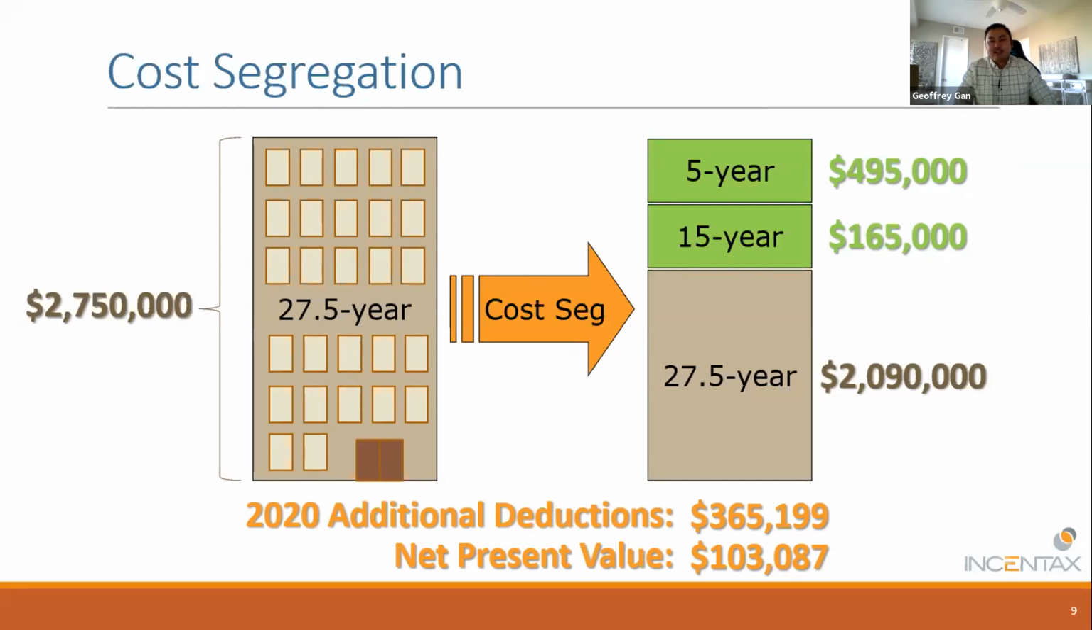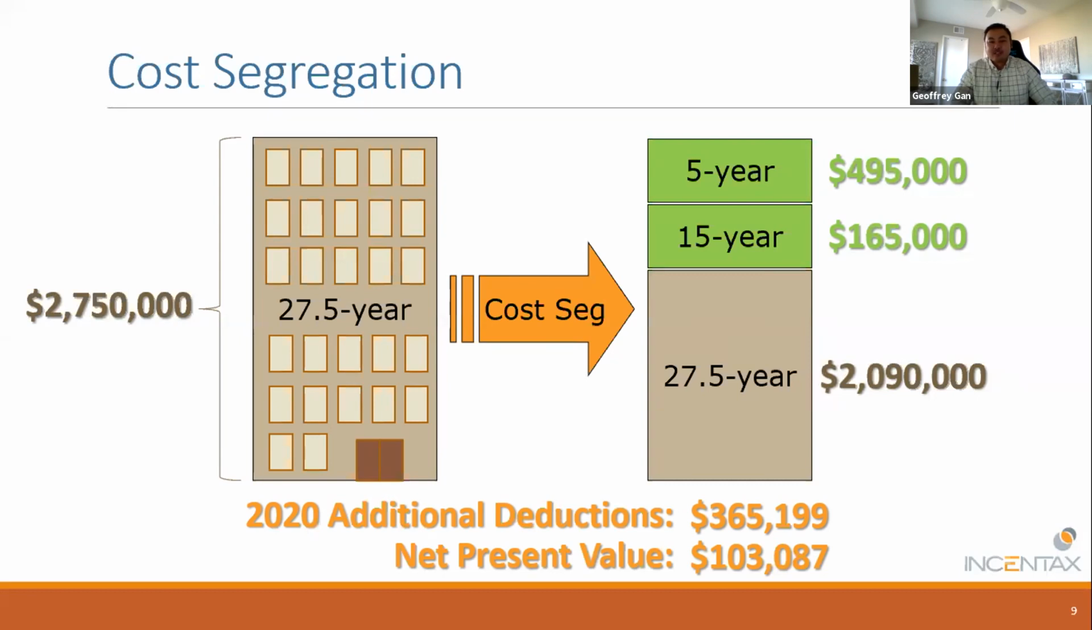In the 15-year category, which is usually your land improvements, let's say that we found $165,000. And then again, the majority of costs will largely remain in what's called real property. So 27.5-year property will still have about $2.1 million.